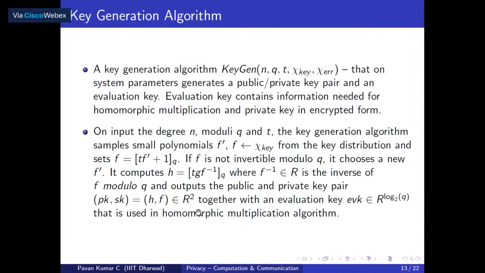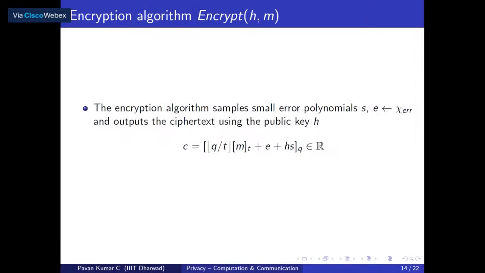It computes the value of h as t g f inverse modulo q, where f inverse, which also belongs to the ring, is the inverse of f modulo q, and it outputs the public and the private key, where the public key is given by h and the secret key is given by f, which also belongs to the ring, along with an evaluation key satisfying this criterion, which is used in the homomorphic multiplication algorithm.